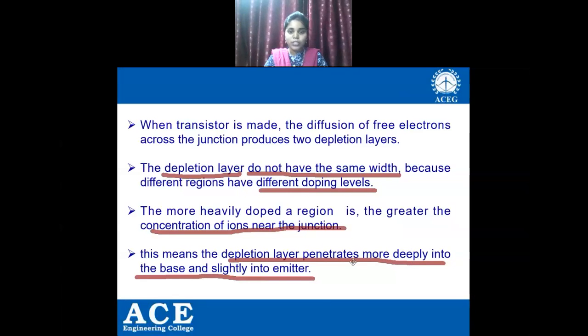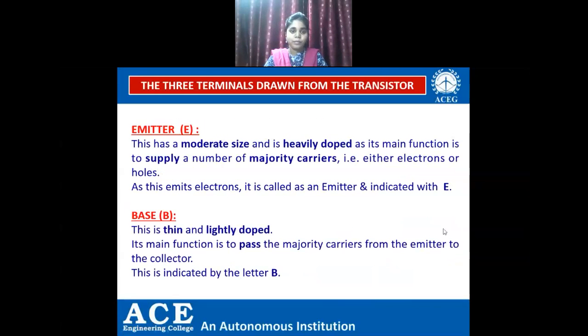This means the depletion layer penetrates more deeply into the base and slightly into the emitter. Right? Let us move on. Now, in a transistor, we have three terminals, right? One is emitter, base and collector, and we should know the functions of the emitter, base and collector. What the emitter will do, what the base is going to do, and what our collector is going to do. We should know. Let us see the terminal emitter E.